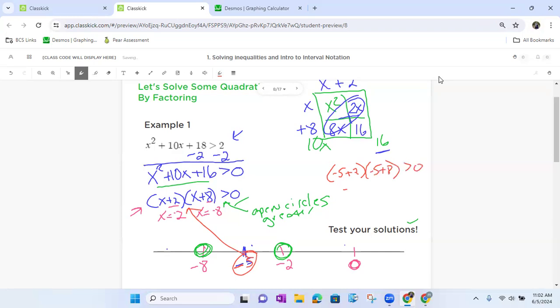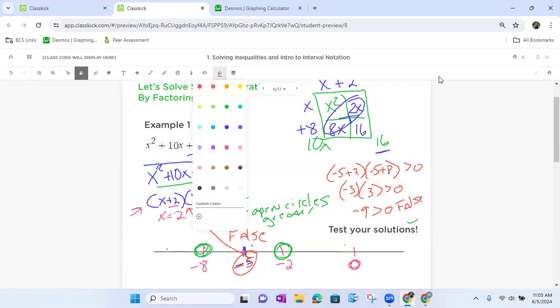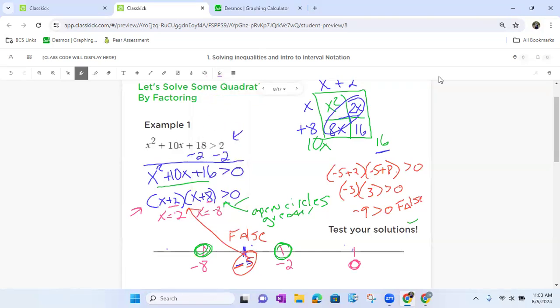So -5 plus 2 is -3. -5 plus 8 is +3. And is that greater than 0? -3 times 3 is -9, and that is false. -9 is not greater than 0. So these answers here are false. And then I'm going to start picking other values. So maybe I pick 0 now. Let me pick the value of 0, and I'm going to test that out.